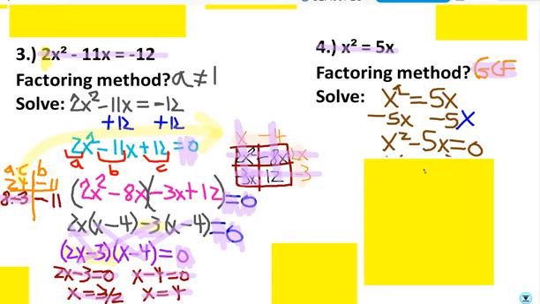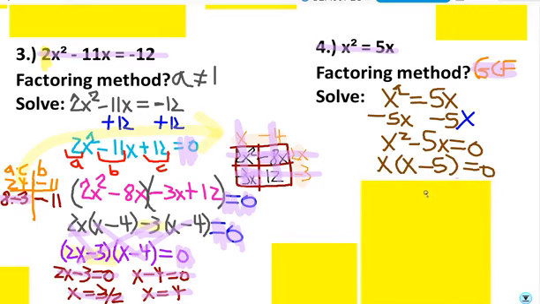So now I'm looking for a greatest common factor. The greatest common factor of x squared and negative 5x is x. So I've divided both of those terms by x. Don't forget, the x that is factored out must go outside the parentheses. The answer to each of the divisions goes inside the parentheses.